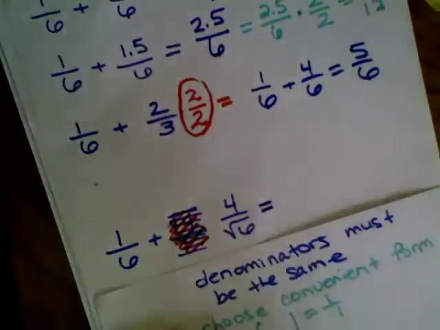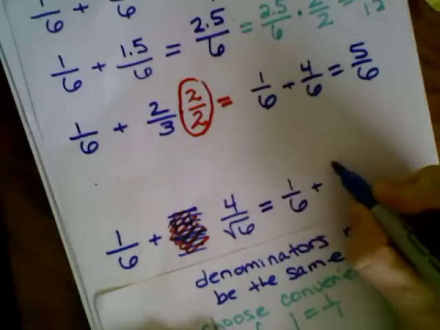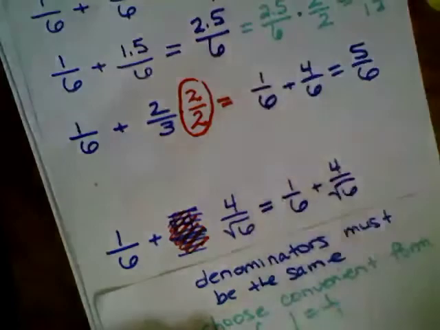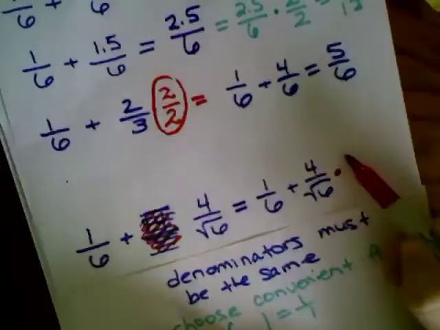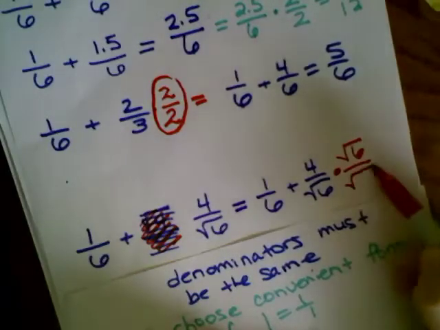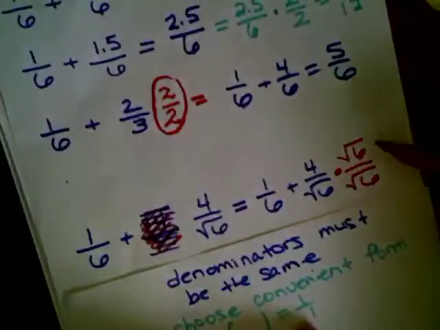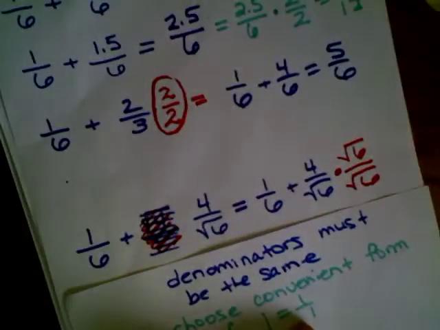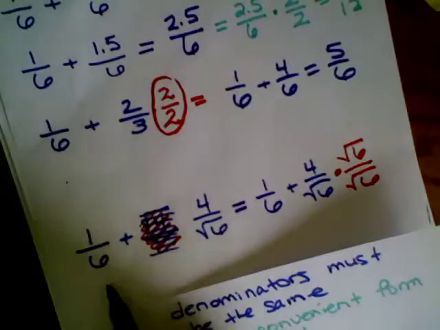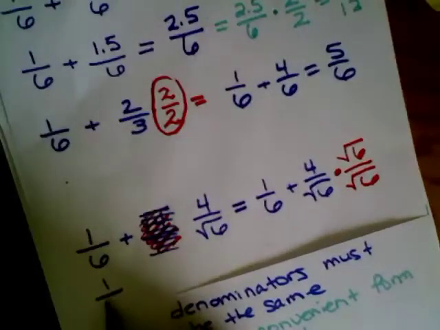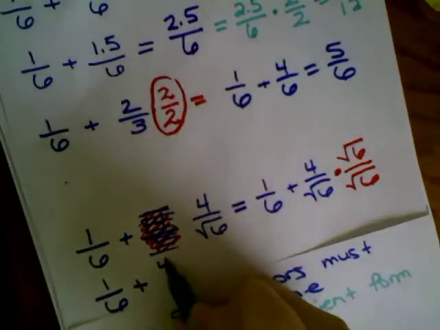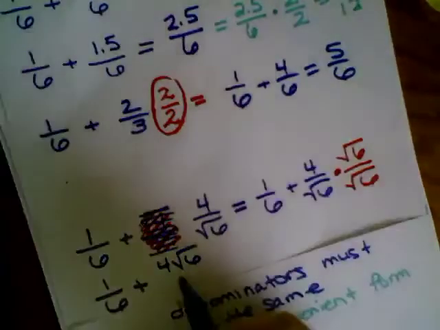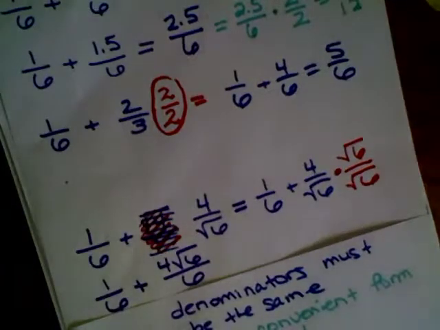But before we can add those two terms, we need to rename the second term. We need to multiply by something over itself. And if you will think with me a moment, the most convenient form of 1 for this problem is square root 6 over square root 6. Okay, so I'm rewriting the sum. I still have the first term, 1 over 6, but now I have 4 times square root of 6 over the square root of 36, which will be the whole number 6.